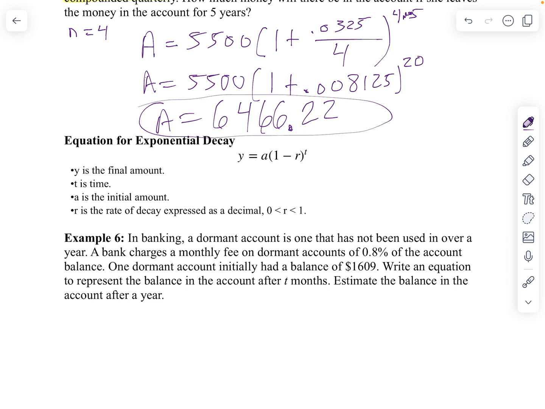Now, exponential decay means it's going down. So the only difference between exponential decay and exponential growth is we are going to subtract that r from right there. So we're going to minus our r to show decay. It's going to be less than 1.